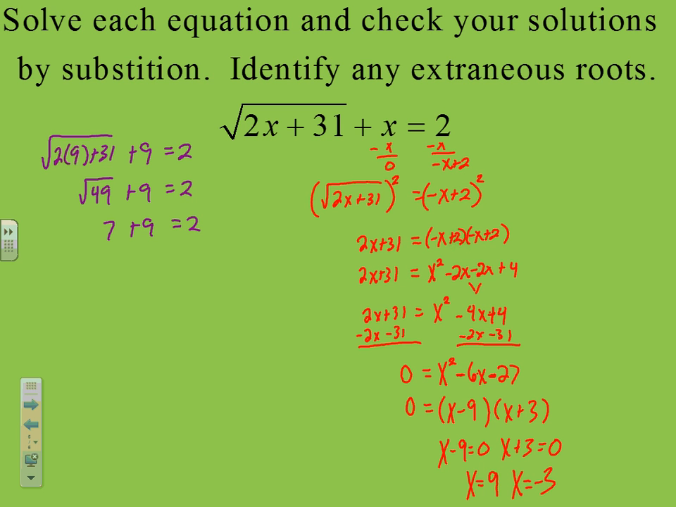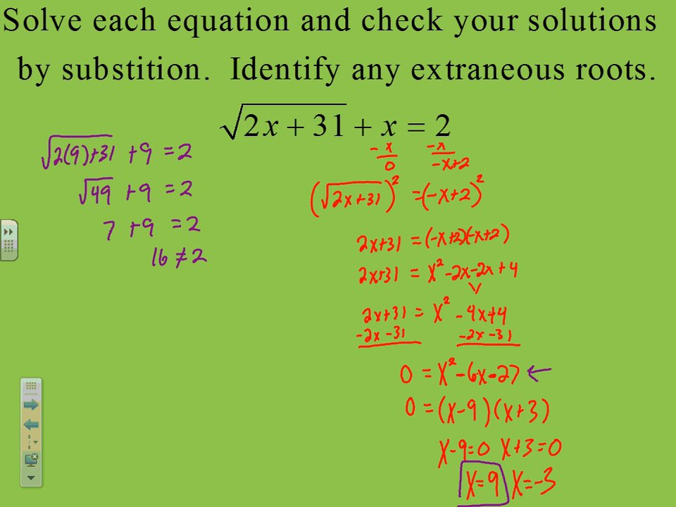Again, we're really only concerned about the principal value. That's why I'm not saying plus or minus 7. So 7 plus 9 is going to be 16, which is not equal to 2. So this 9 that we got is a good solution as far as the quadratic here is concerned, but not as far as the radical equation itself.